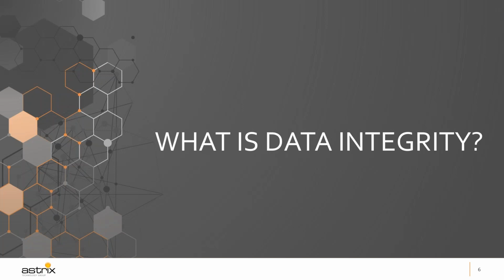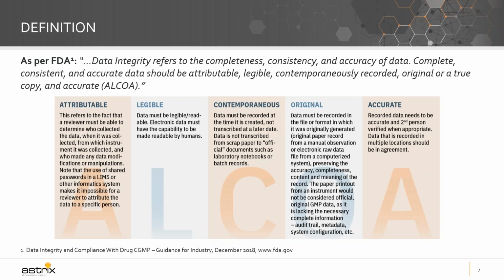All right, so first of all, what is data integrity? Let's begin with a definition. Although we are talking about definitions set by the FDA, if you are on this call and you're not from a drug or food company or from other markets, don't worry, the concept is still applicable in whichever market you work. As per the FDA definition, data integrity refers to the completeness, consistency, and accuracy of data, and complete, consistent, and accurate data should be attributable, legible, contemporaneously recorded, original or a true copy, and accurate. This is known by the acronym ALCOA.